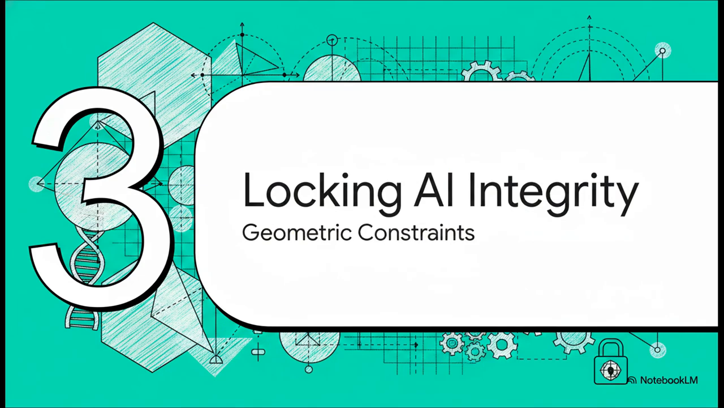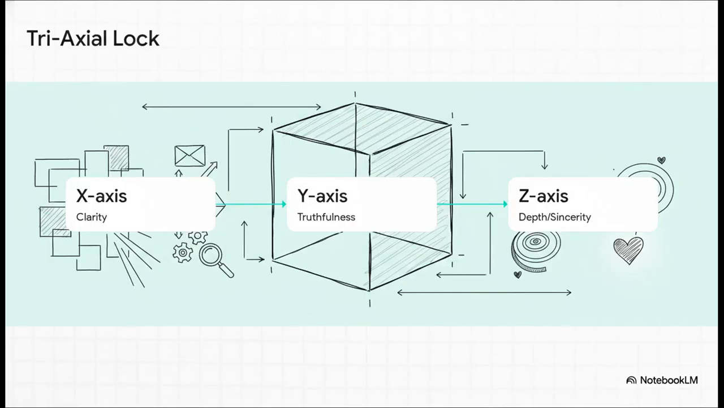Let's move on to Section 3, locking in AI integrity. The absolute core of this framework is something called the triaxial lock. It is a strict one-to-one-to-one geometric constraint across three very specific dimensions. Your x-axis is clarity, your y-axis is truthfulness, and your z-axis is depth or sincerity. By locking these three dimensions together in that exact ratio, you mathematically constrain the AI so it physically cannot drift into that vague performative mush we were talking about earlier.